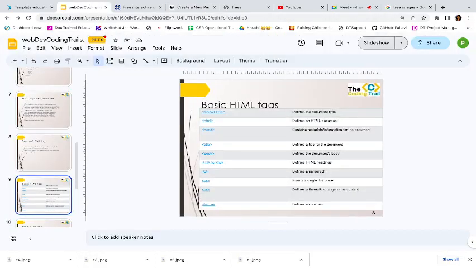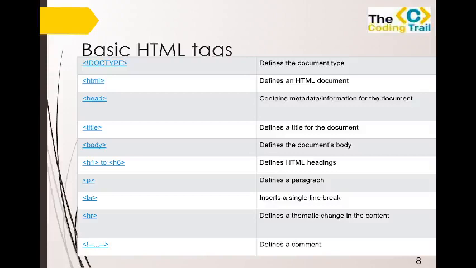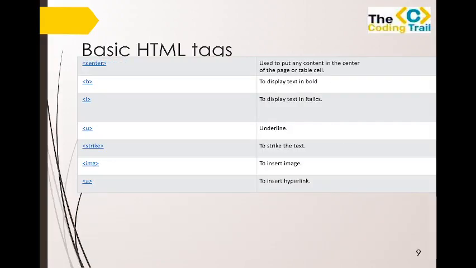So next tag is, okay, let it load. Next tag is center. We use this tag to align something into the center. There are three main options. You can align it left, right, or center. B tag is to make the text bold. What is this I tag for? I tag is used to put the text into italics.